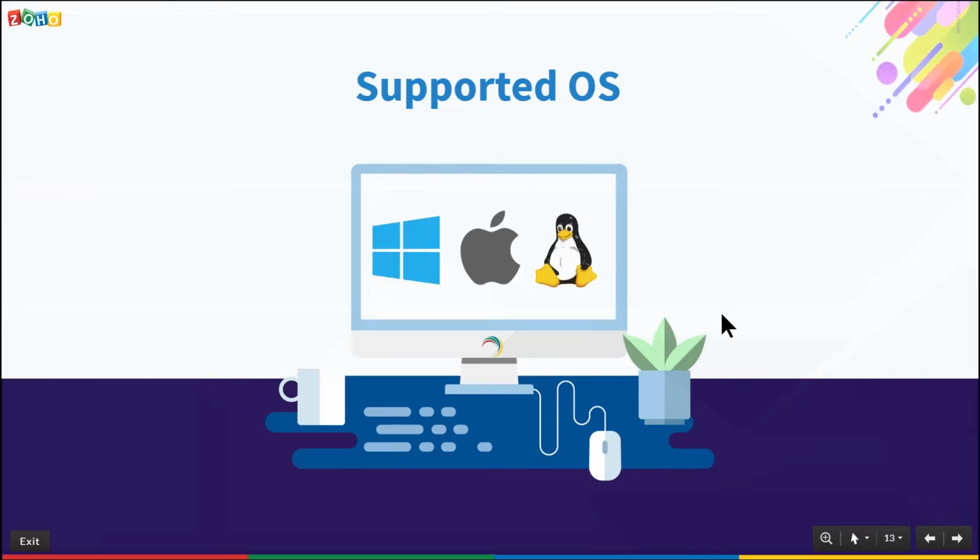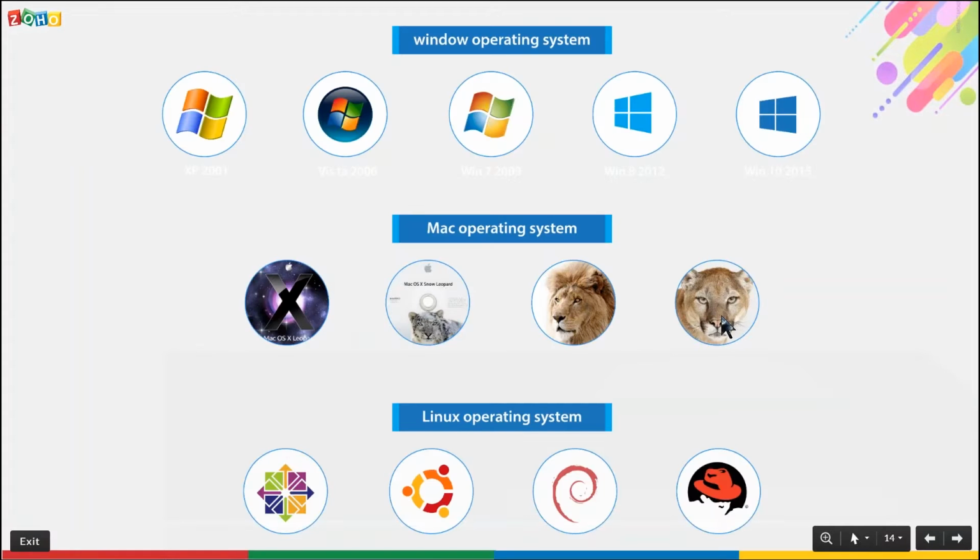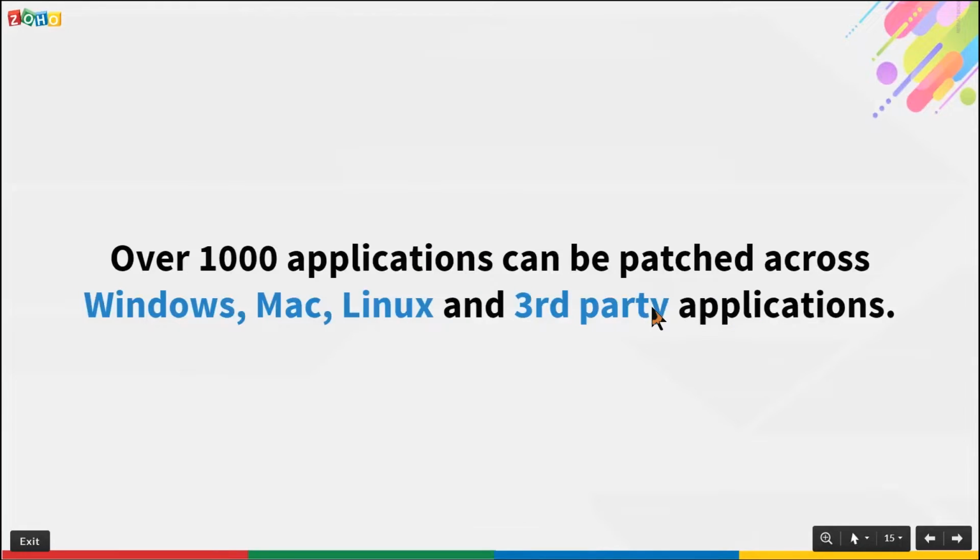Supported operating systems. Desktop Central supports patches for all 3 flavors of operating system: Windows, Mac, and Linux. In Windows, we support all operating systems starting from Windows XP till Windows 10. And when it comes to Linux, we support all major operating systems like Red Hat, CentOS, Ubuntu, Debian. We offer support for 1,000+ applications, and 350+ third-party applications are supported when it comes to Desktop Central.